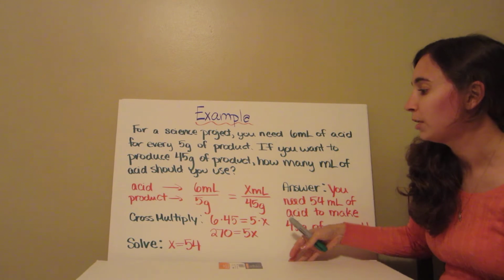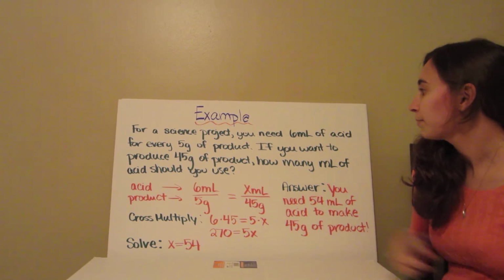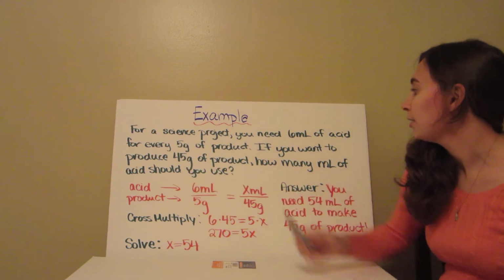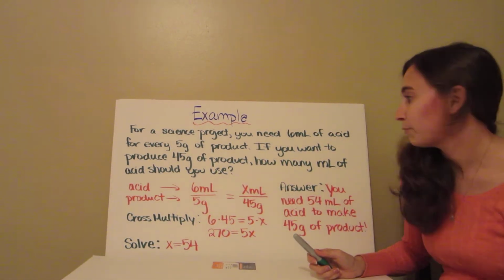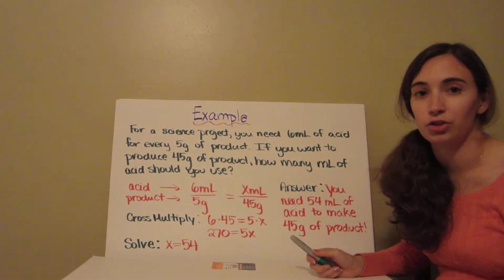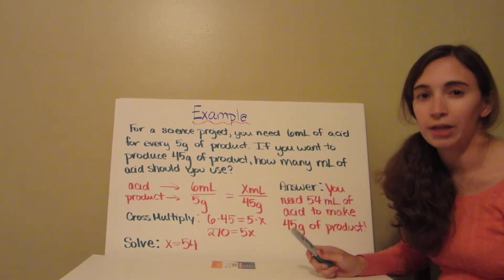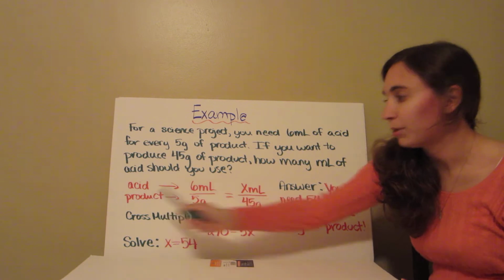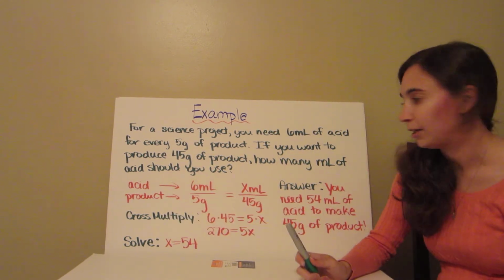Another example, if we're doing a science project, we need 6 milliliters of acid for every 5 grams of product. If you want to produce 45 grams of product, how many milliliters of acid should you use? This is something you may routinely use in chemistry. So we have how much acid and how much product. Those are the two things we're comparing.